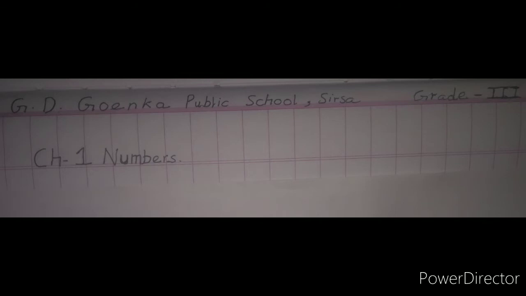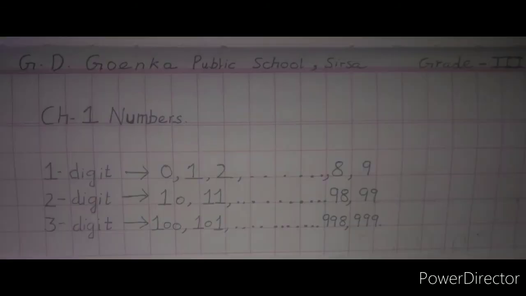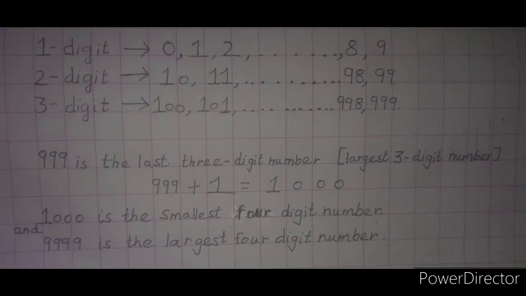In your previous class you all have done till 3-digit numbers. The smallest 3-digit number is 100 and the largest 3-digit number is 999. When we add 1 to 999, it is equal to 1000. So 1000 becomes the smallest 4-digit number and 9999 is the largest 4-digit number.